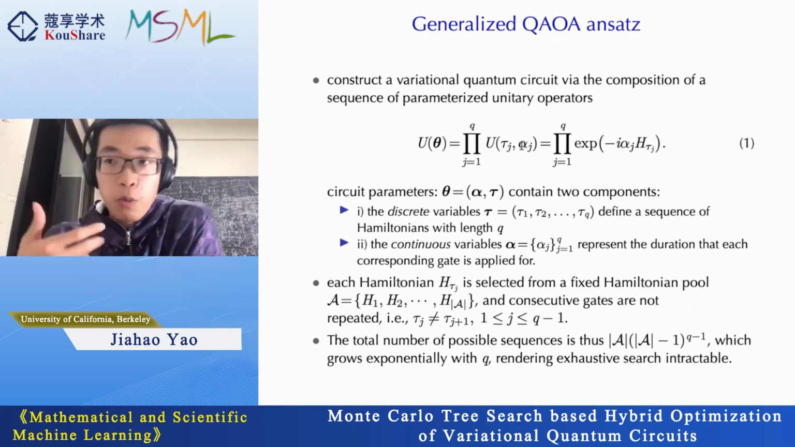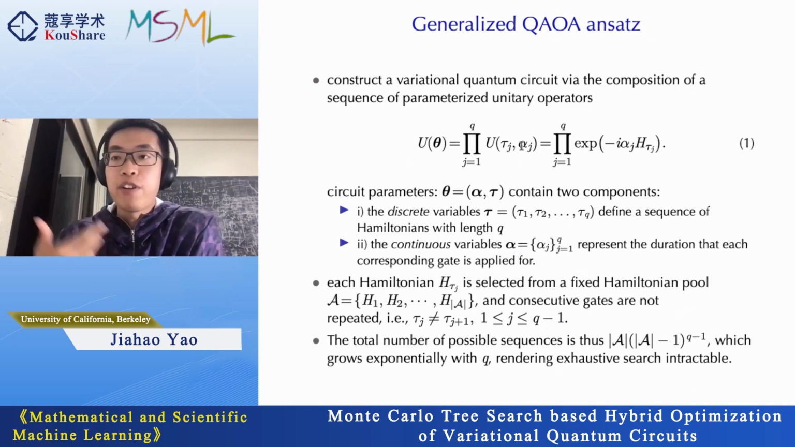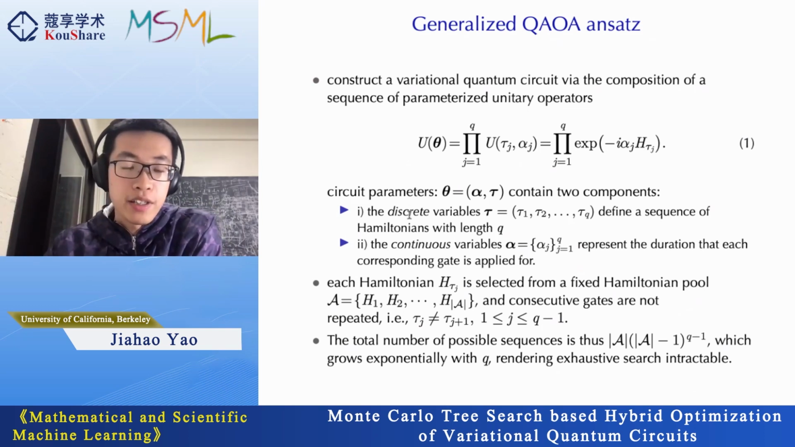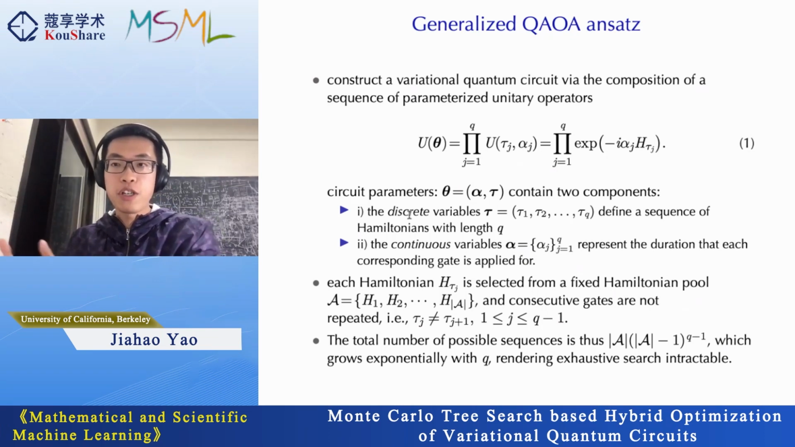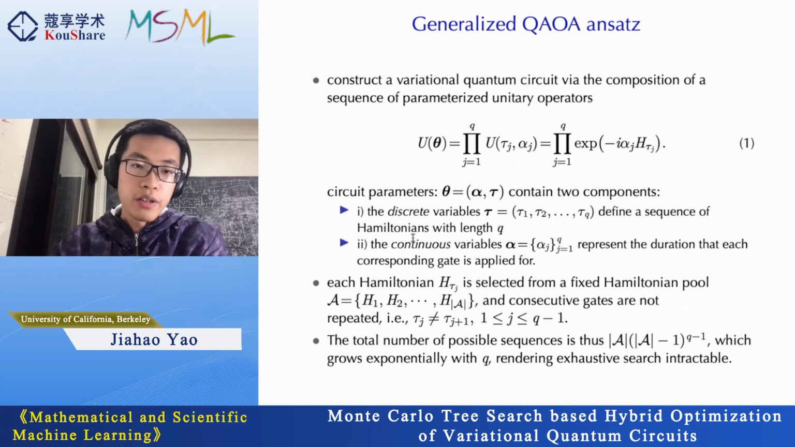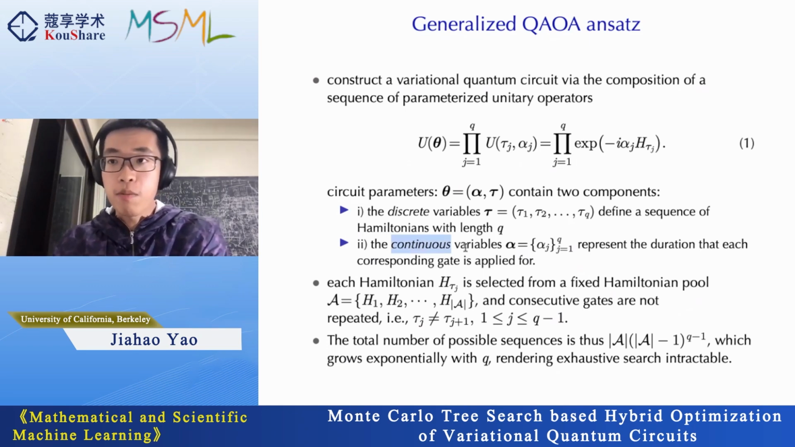So when we introduce these two parameters, it naturally introduces two different classes of parameters. One is the discrete parameters, which means which gates you want to apply, and also the continuous parameters, which means how much duration you want to apply for each gate.